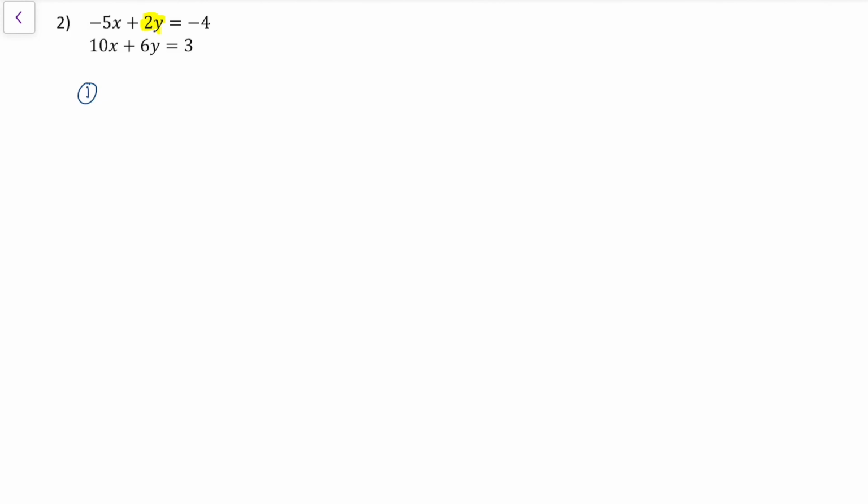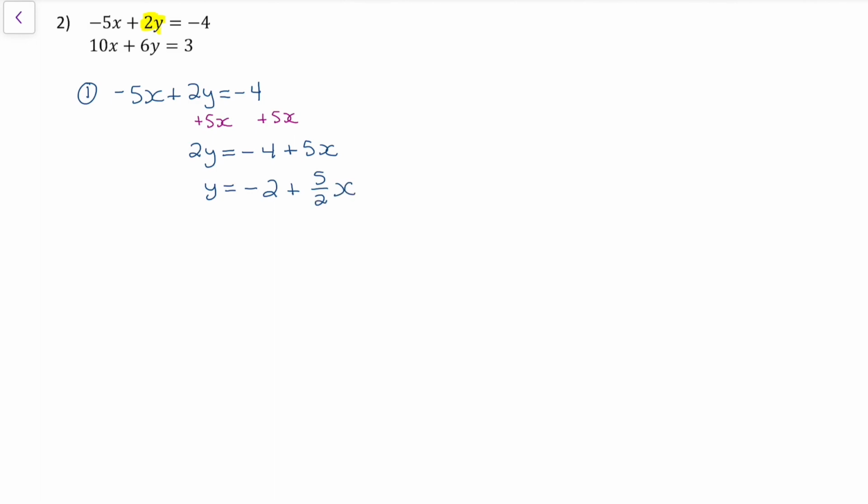So I have -5x plus 2y equals -4. And I'm going to get y by itself here. So I'm going to add 5x to both sides to get rid of my -5x on that side. So I get 2y equals -4 plus 5x. And then I'm going to divide by 2. So I get y equals -2 plus 5 over 2 x.